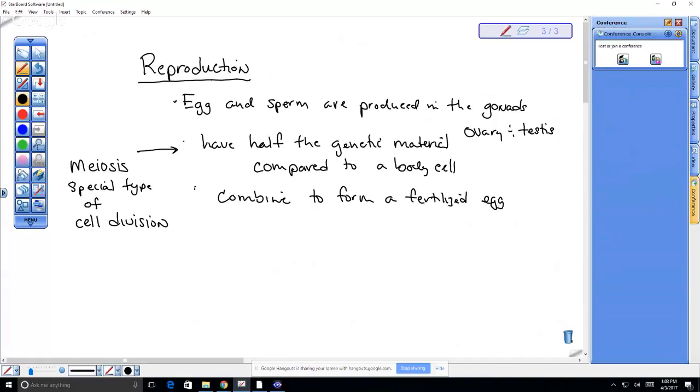So meiosis only occurs in the cells in the ovary and the testes, and it produces cells that have half the genetic material, and then they come back together and they produce an organism that is genetically different from you, because it only has half of your genetic information, and then half from the other. Okay.